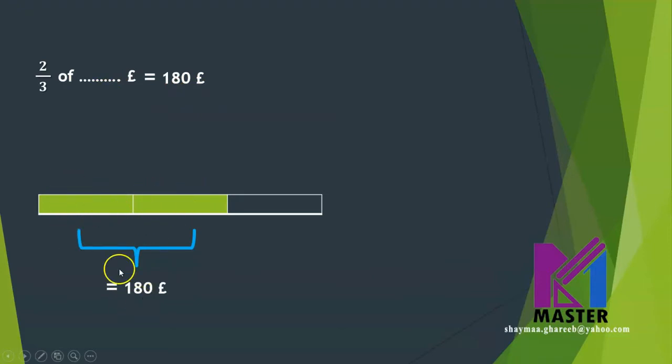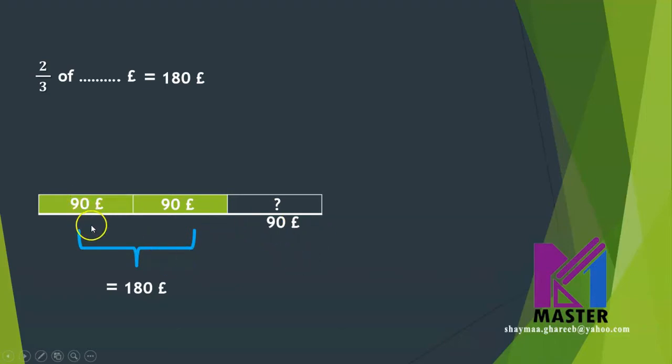These 2/3 equals 180 pounds, which means each part equals, what do you think? Each part equals half of the 180. Half of 180 is same as half 18. Half 18 is 9, so half of 180 will be 90. So each part of them will be 90 pounds. Is this clear? Now, what do you think? This third part, how much is it? It will be, yes, exactly the same. It will be 90 pounds as well.